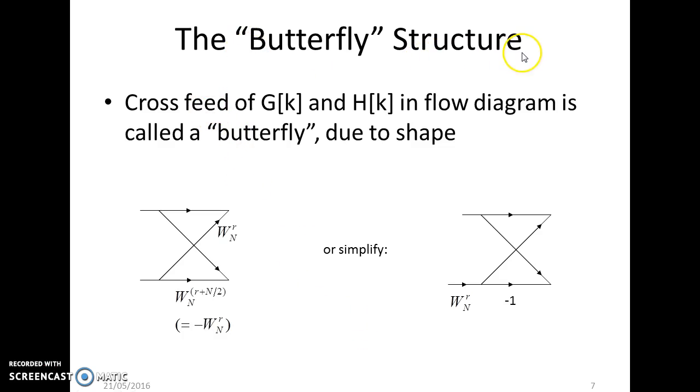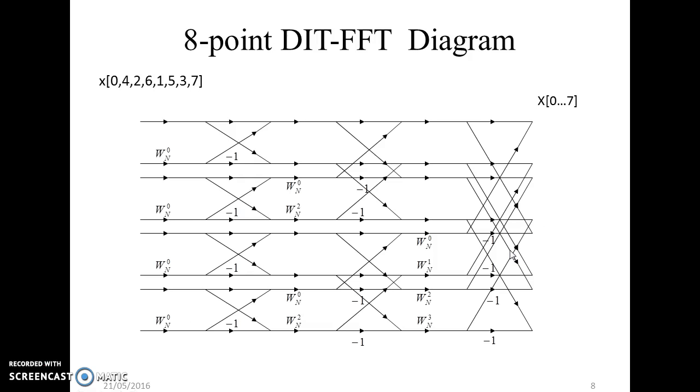The butterfly structure. The crossfeed of G of k and H of k in the flow diagram is called a butterfly due to its shape. So we have a structure which is just like a butterfly. This is G of k and this is H of k. So finally we will get the shape like a butterfly.